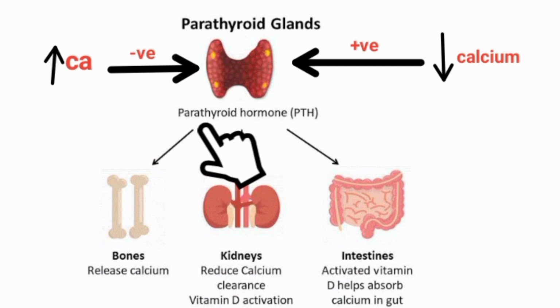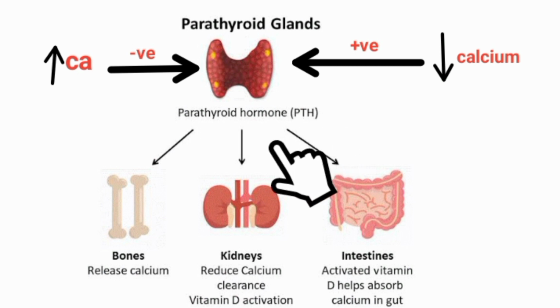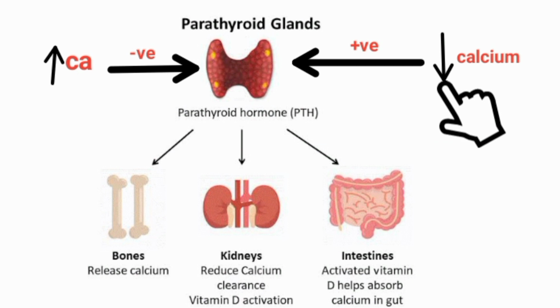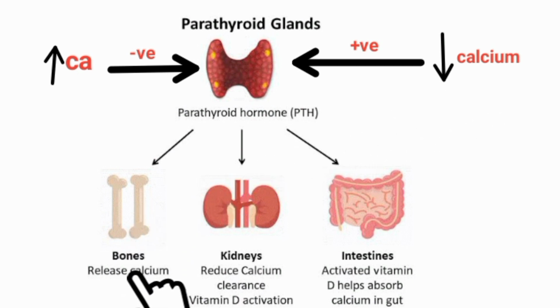The parathyroid hormone will then increase the level of calcium in the serum again to the normal in response to low calcium. And how does it do this? It does this by releasing the calcium from the bones. Secondly, it can reduce the calcium clearance from the kidneys. It causes calcium absorption from the kidneys, and it also causes calcium absorption from the intestine.